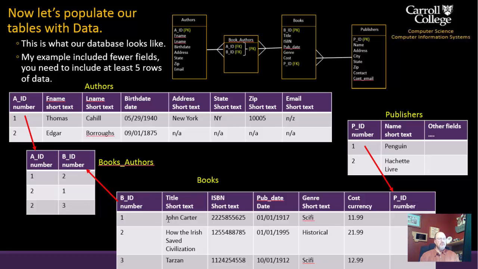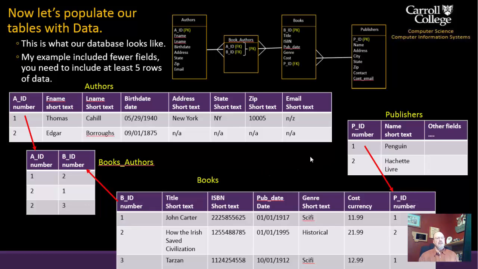Now with books, we have a book by John Carter. BID is 1. BID is 2 for How the Irish Saved Civilization. Thomas Cahill wrote that. And then Tarzan. We have just made up ISBN numbers. I think the publication years are correct. The dates aren't necessarily correct. The genre is more or less correct. Oh, and here we go. I neglected that, and that would be 2, 1. There we go. That's better.